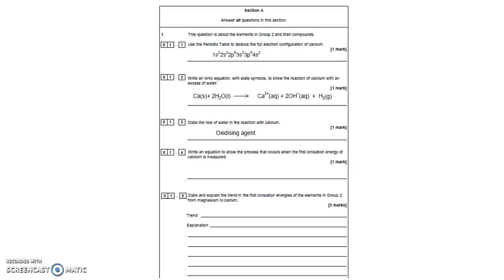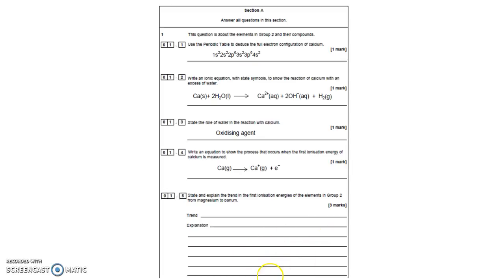Well, calcium has here been oxidized by the water. It's gone from an element, Ca, to Ca2+, so it's lost 2 electrons. In doing so, it's gone from oxidation state 0 to 2+, so the water is an oxidizing agent, it's causing it to be oxidized.